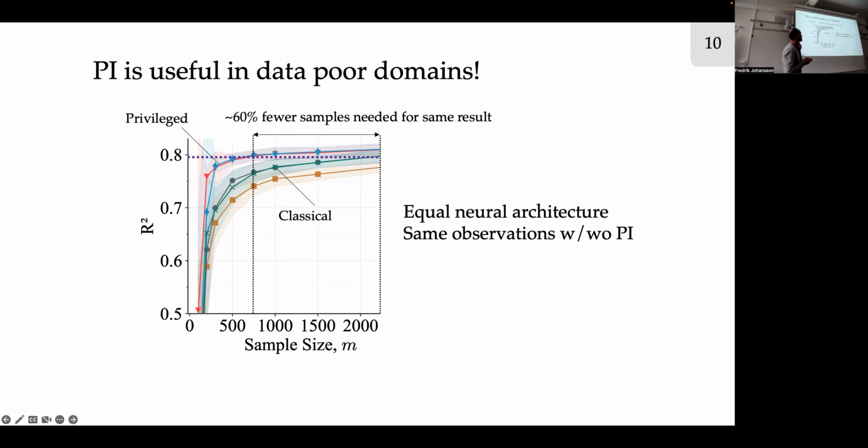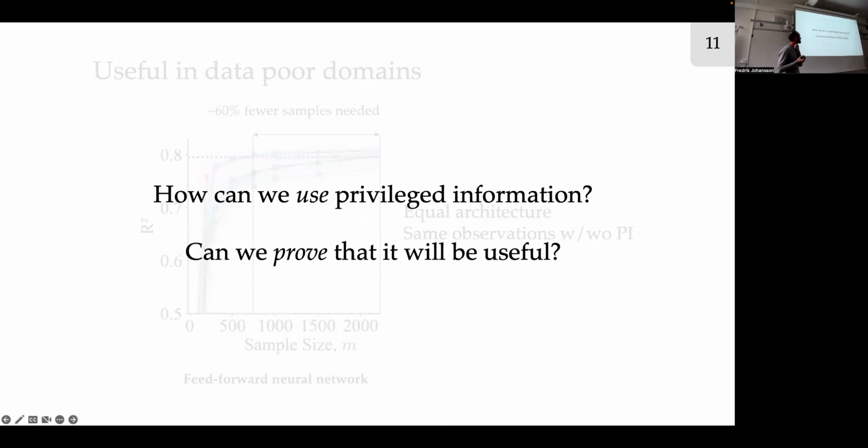Okay, so how can we show that this is going to happen? We have essentially two questions in this talk. One is, how do we best make use of the privileged information for learning? And the second is, can we prove that it will be useful? Not only empirically, but theoretically, can we prove that this will be useful?